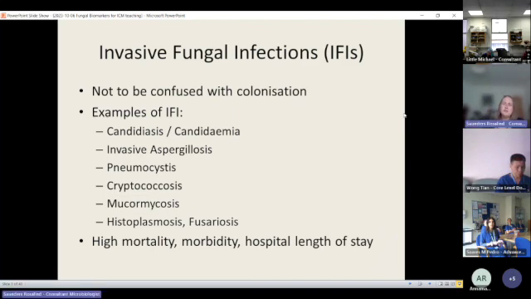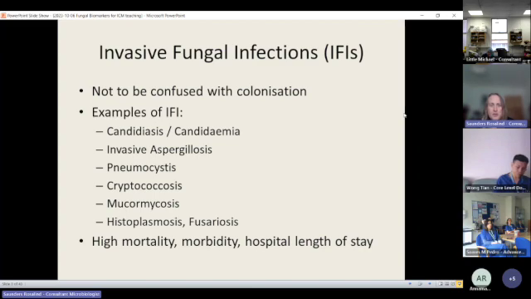So invasive fungal infections are important because they have high mortality, high morbidity, and they increase length of stay in hospital. It's really important that we are able to distinguish an invasive fungal infection in a sick patient from colonisation, which is very common and occurs in many, many patients.